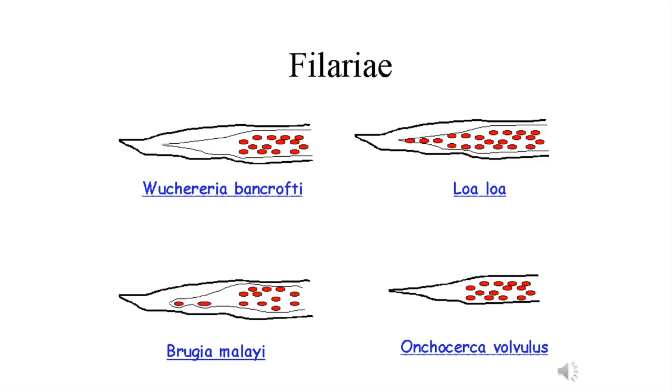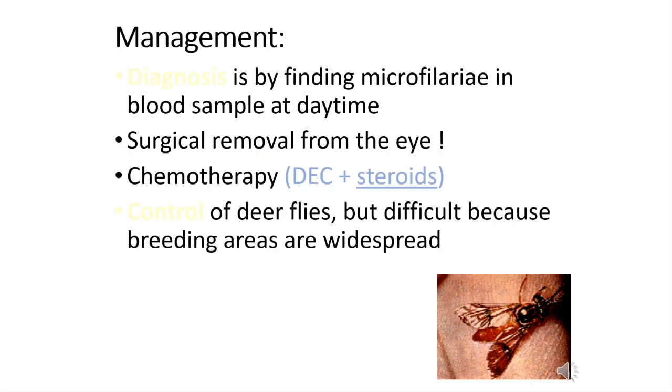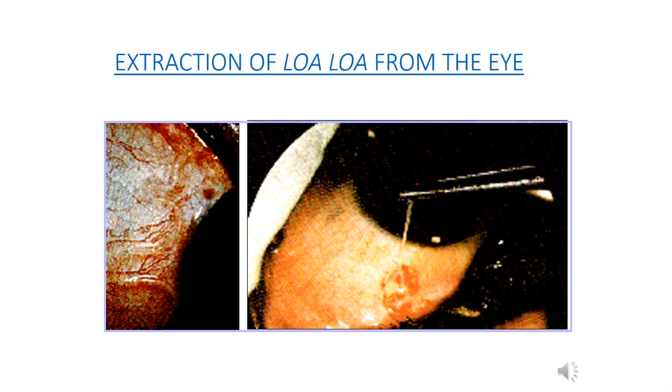And if we go to the cephalic part, the head part of the microfilariae, again there are distinguishing features which are not of interest to us. Management: diagnosis is by finding the microfilariae in the daytime samples, as we said. Surgical removal from the eye, okay. Chemotherapy, DEC, steroids, control of deer flies, but this is difficult in the open and wide breeding areas. This is at extraction of the eye worm.